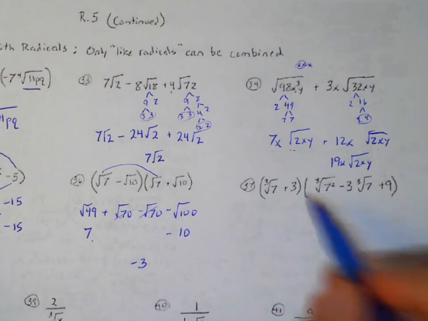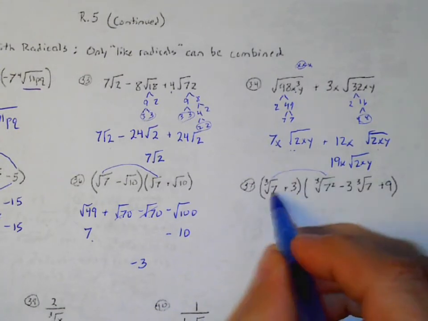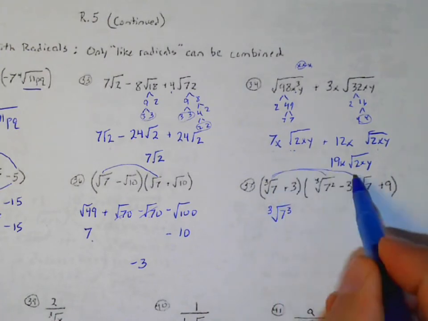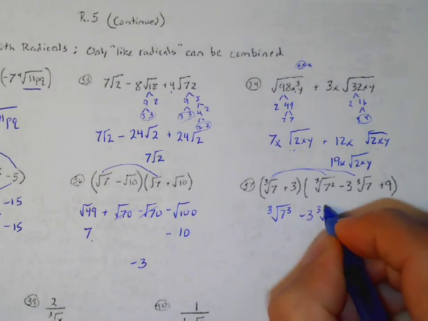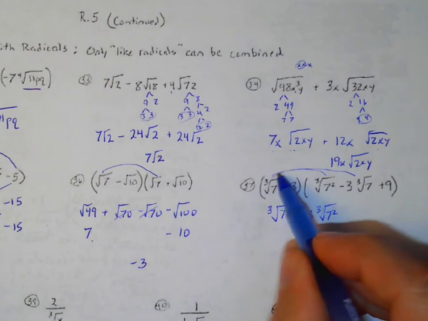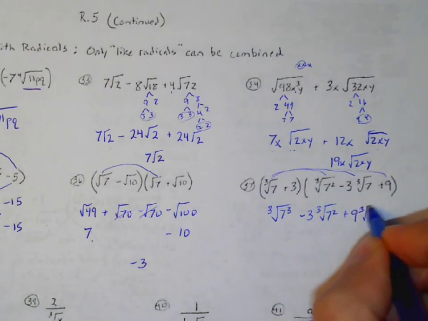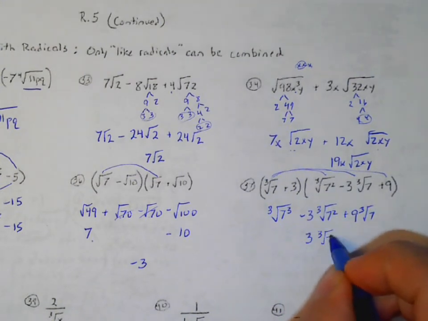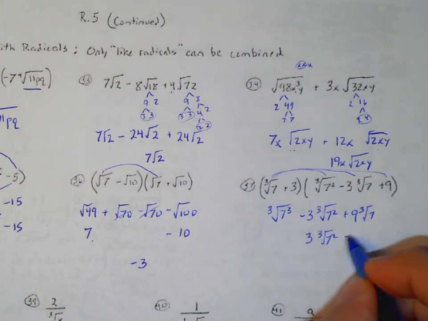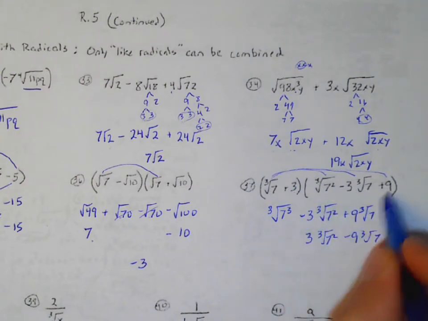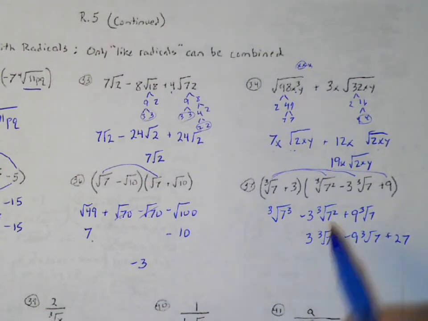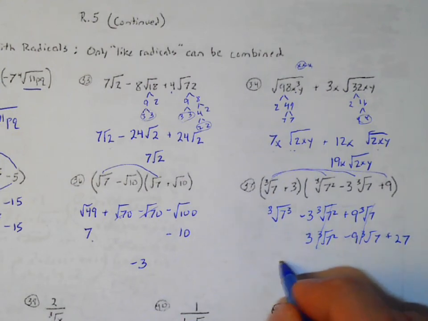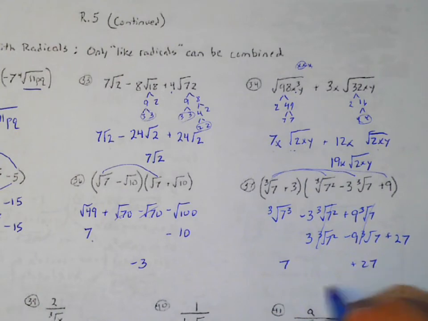Okay, we're multiplying cubed roots, so they're both cubes, we can multiply. So this would be the cubed root of 7 times 7 squared would be 7 to the 3rd. That there would be -3 cubed root of 7 squared. And there would be plus 9 cubed root of 7. Multiply this through. Would be 3 cubed root of 7 squared minus 9 cubed root of 7 plus 27. Notice these cancel and these cancel. That's convenient. Cubed root of 7 to the 3rd is just 7. Plus the 27 makes 34.